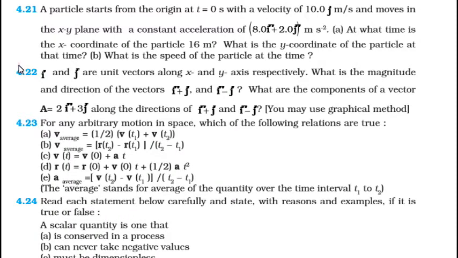Now let us do 4.22. i and j are unit vectors along the x and y axis respectively. What is the magnitude and direction of the vectors i plus j and i minus j? What are the components of a vector a equal to 2i plus 3j along the direction of i plus j and i minus j?